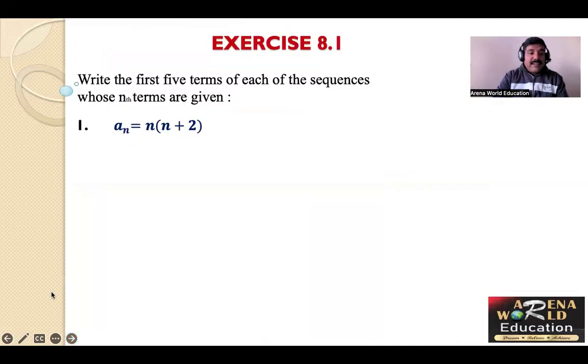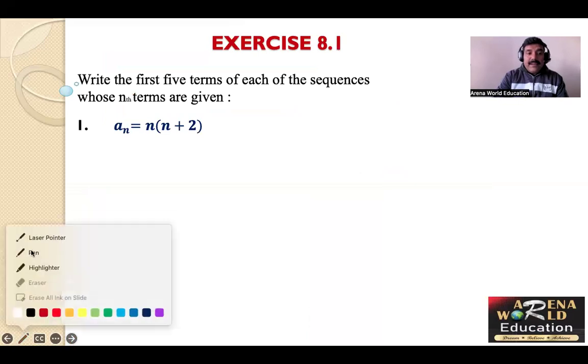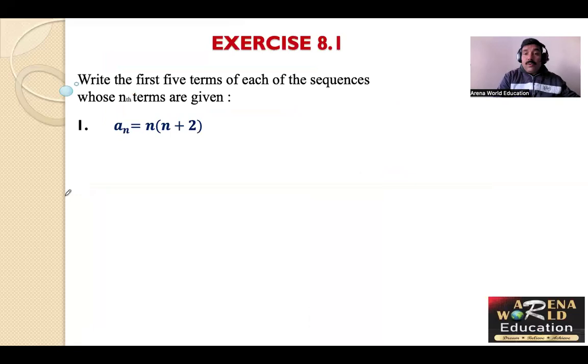So now we are starting type 1, right? So if we talk about type 1 of exercise 8.1, so here what is given? Nth term is already given, right? I am writing type 1. I will discuss all the types. So here, what is given? Nth term is already given, and we have to find first 5 terms. So this is very easy. So I am writing A1. First term means A1. Nth term is An is equal to n into n plus 2.